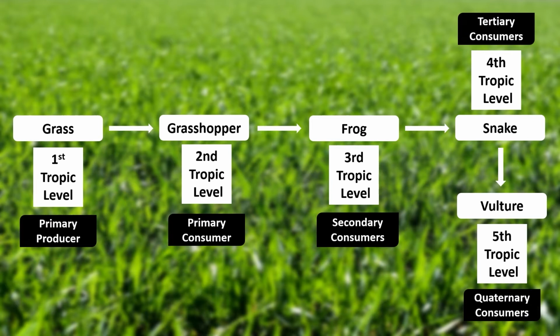The snake lies in the fourth trophic level, and it is considered a tertiary consumer. The vultures are at the last level of the trophic levels in this particular food chain. They are considered the quaternary consumers.